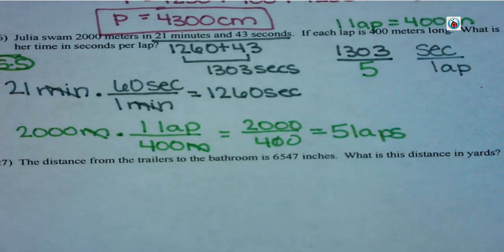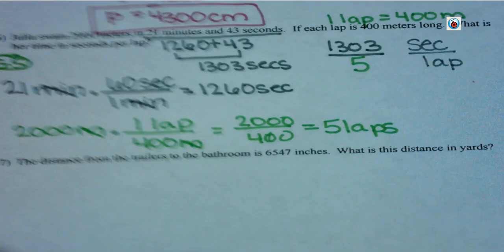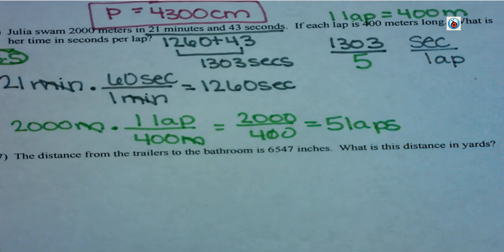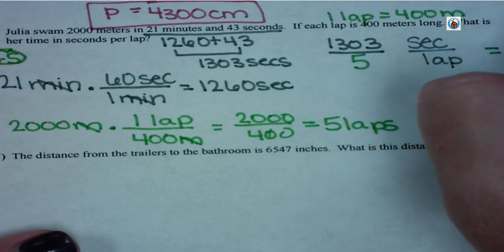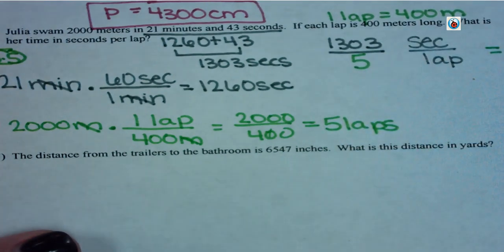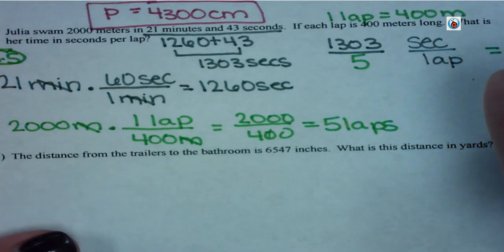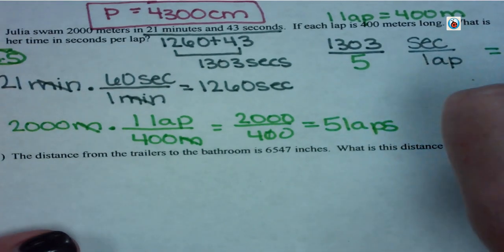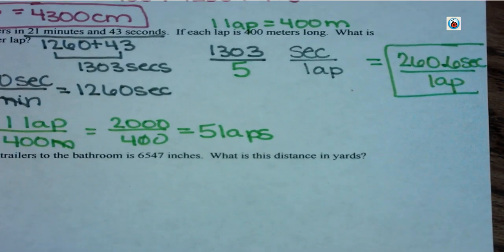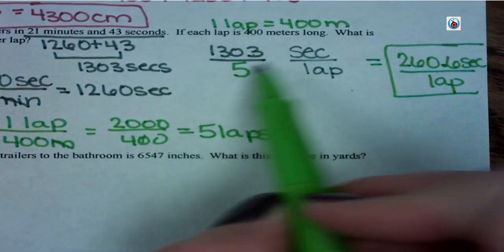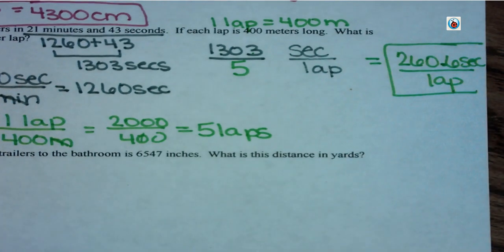So it takes Julia 1303 seconds to swim 5 laps, but I don't want it per 5 laps, I want it per 1. So I'm going to divide that, and I get 260.6 seconds per lap. Oop, I went off the screen. I divided 1303 divided by 5, and that's how I got the 260.6.